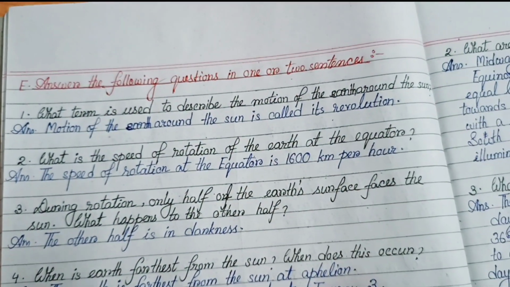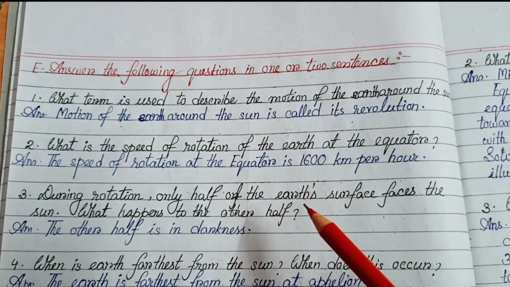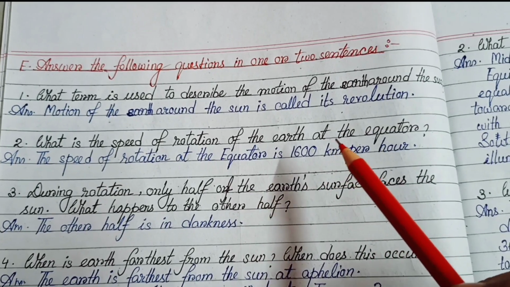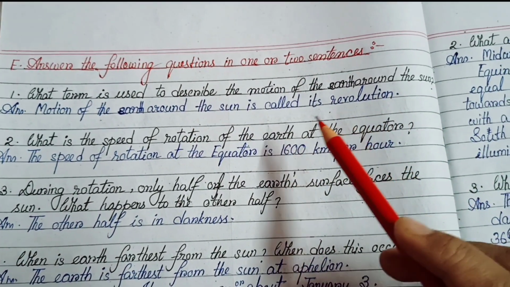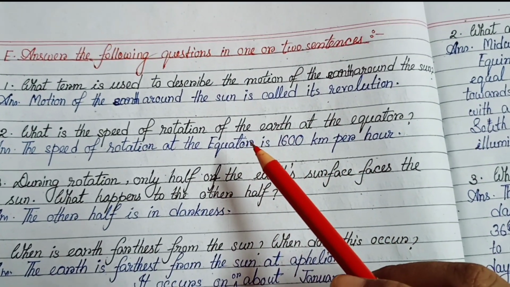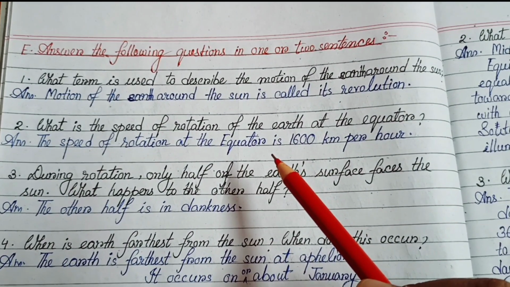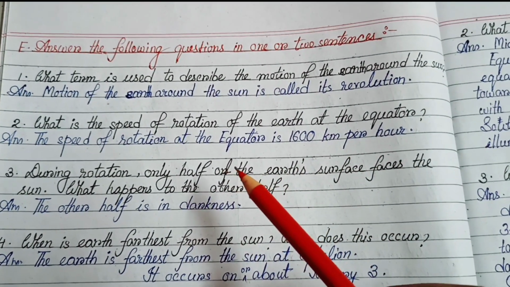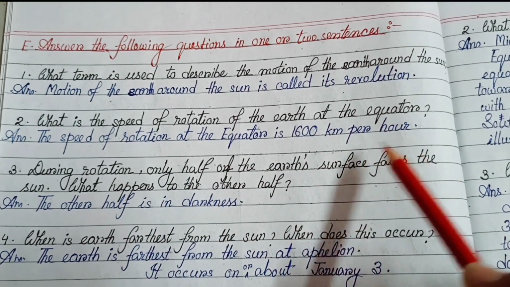Next, number E, answer the following questions in 1 or 2 sentences. Number 1, what term is used to describe the motion of the earth around the sun? Answer, motion of the earth around the sun is called its revolution. Number 2, what is the speed of rotation of the earth at the equator? The speed of rotation at the equator is 1600 km per hour.